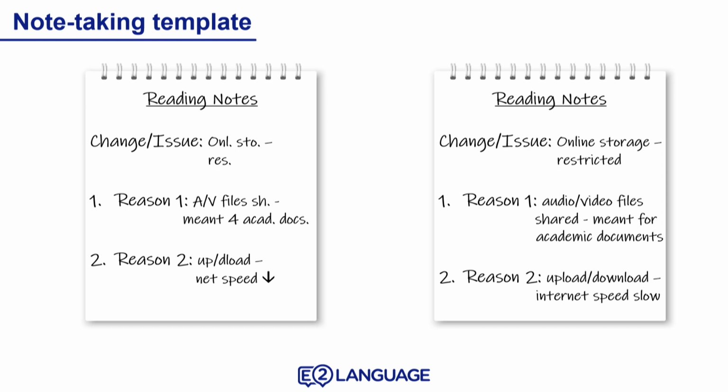So, the issue or change being announced is that the university is going to restrict online storage. So, the first reason for it is because students have been sharing audio and video files, and the storage space was actually meant only for academic documents. And the second reason is because the constant uploading and downloading has sort of made the internet speed quite slow. And this is basically what my notes tell me.